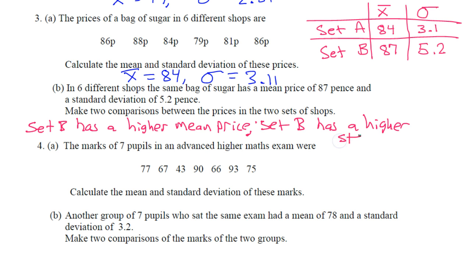Not enough space. I'll just squeeze in here. Standard deviation. Higher standard deviation means that in set B, the prices show more variation. In fact, maybe they want us to say that instead of just saying set B has a higher standard deviation. Maybe we should say something about variation, because that's what standard deviation tells us. So set B prices are more varied.